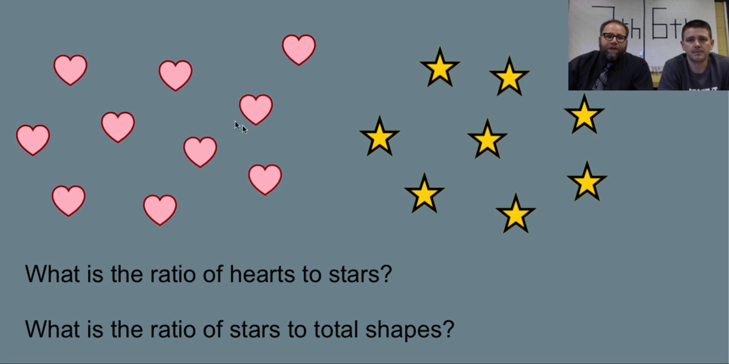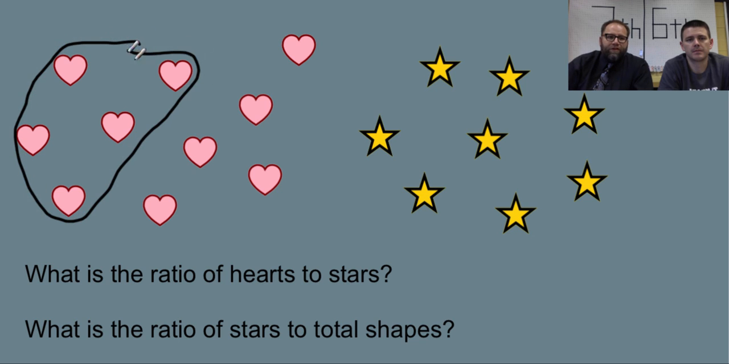So what I would do, if I was starting with this, is group them first. And when I'm counting, you could just group them in groups of 5. There's a group of 5, and there's a group of 5. So I know that there's 10 hearts.